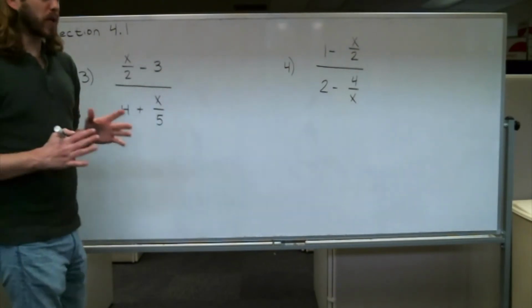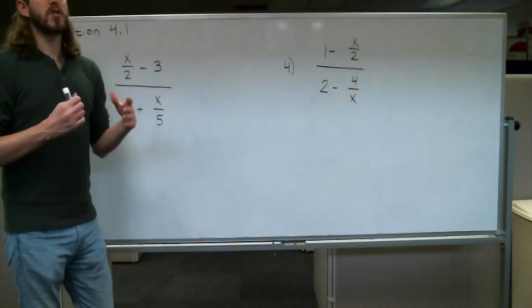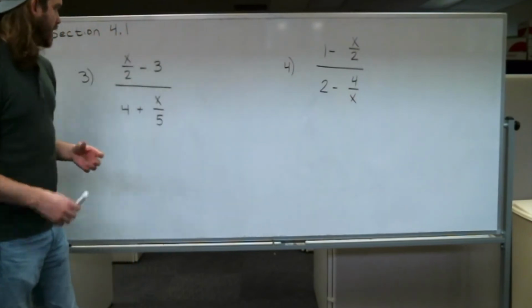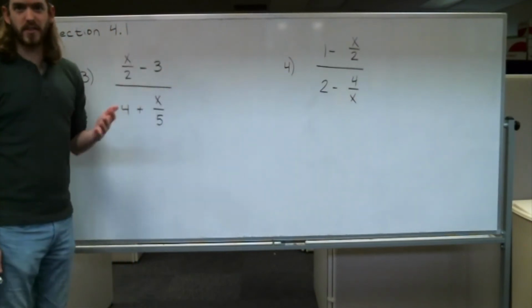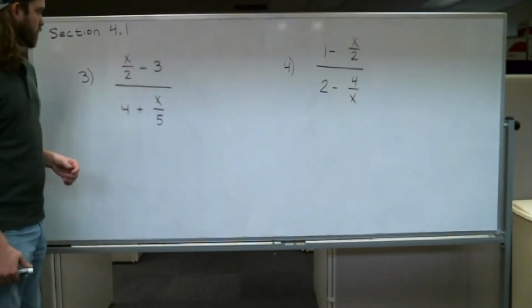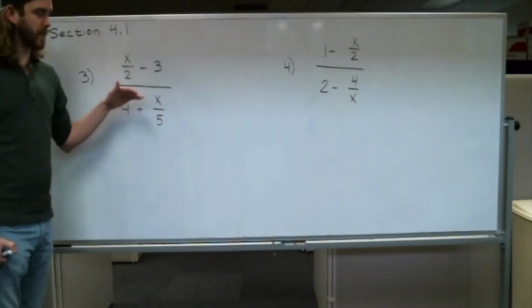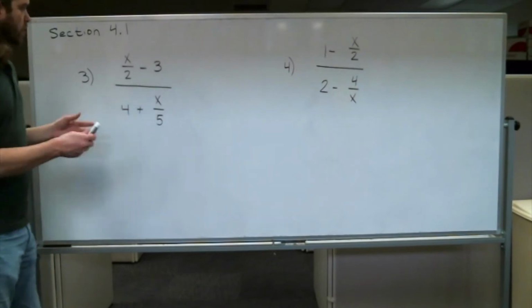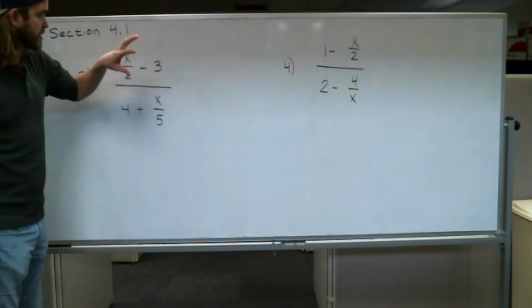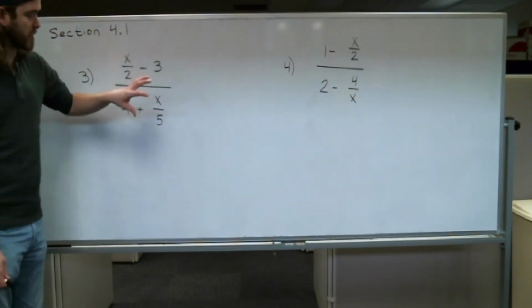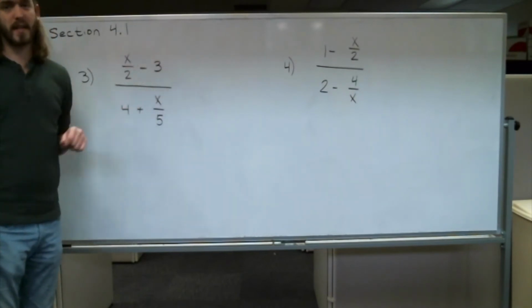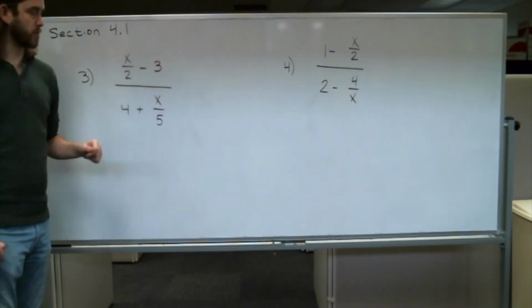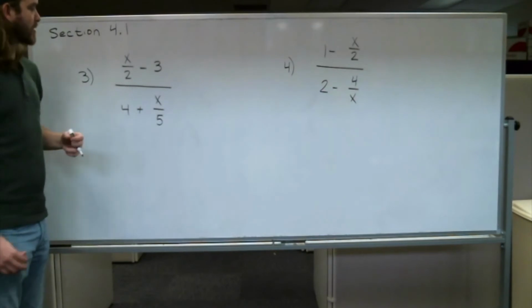All right, so now we're going to talk about complex fractions. So a complex fraction is a fraction that has fractions inside of it, right? So as you can see right here with number 3, we have x over 2 minus 3 divided by 4 plus x over 5. In order to solve this, what we're going to do is we're going to simplify the top by itself, we're going to simplify the bottom by itself, and then we're going to keep change flip, divide the fractions.